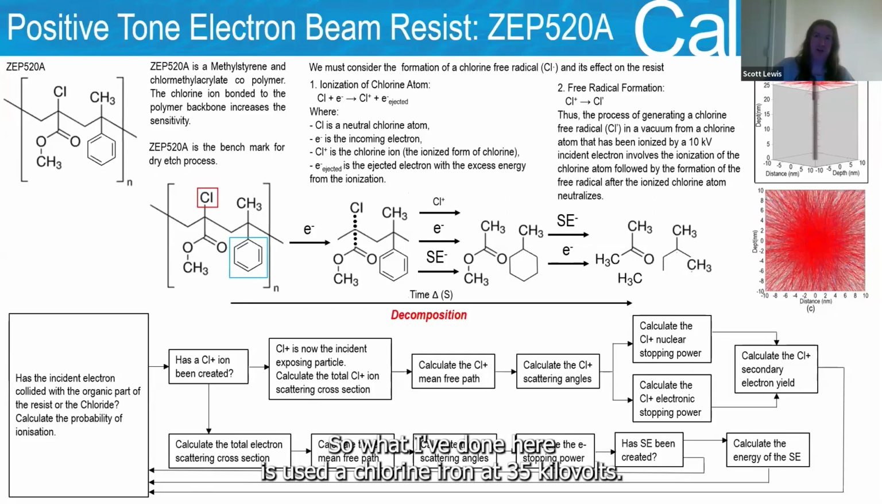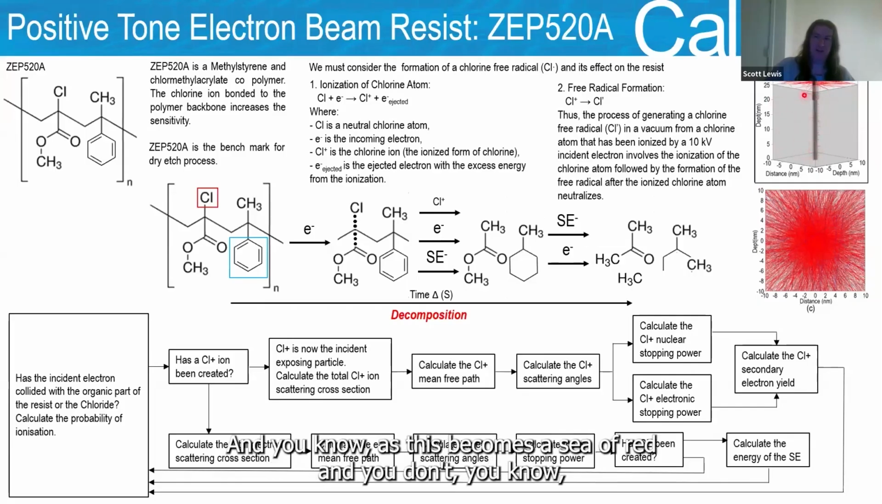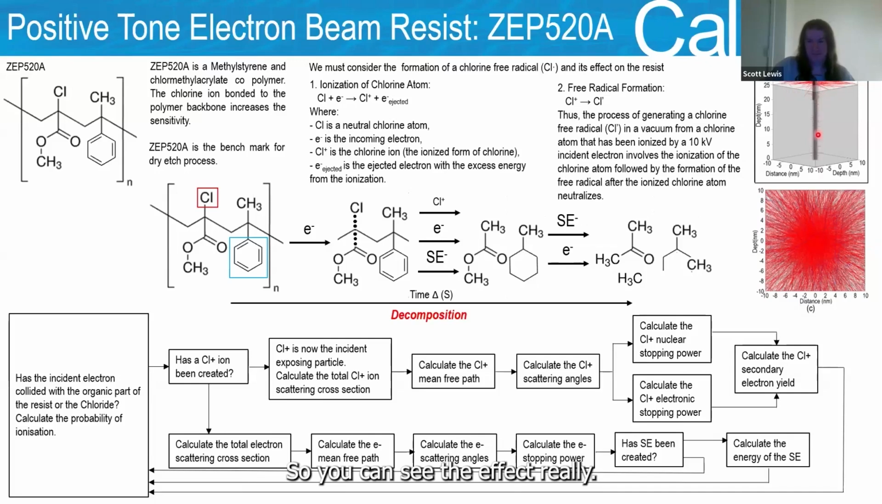So what I've done here is used a chlorine ion at 35 kilovolts, and basically I've got rid of these that are happening here. Otherwise, it just becomes a sea of red, and the message gets diluted. So I've got a chlorine atom going into PMMA, and then you get this huge explosion. That's what's going on. So you can see the effect really. And then essentially we come back and just go again, and we just do this in a loop.